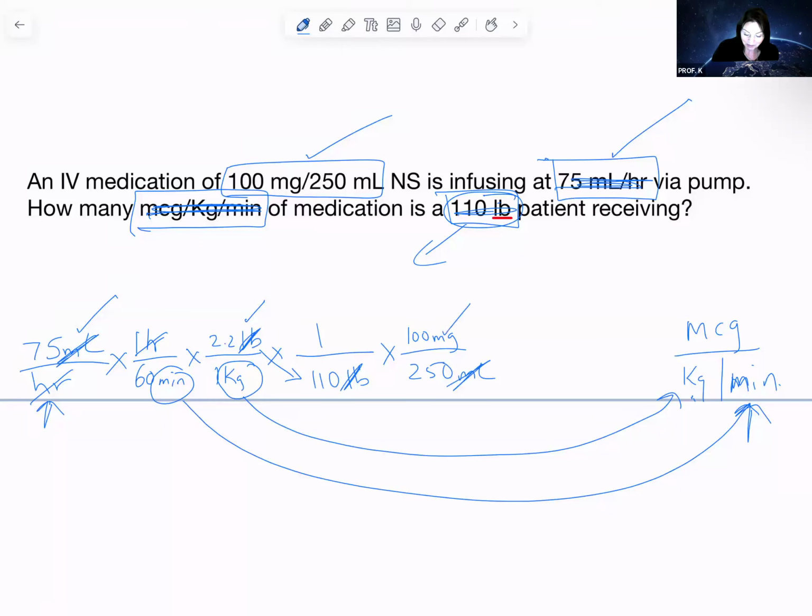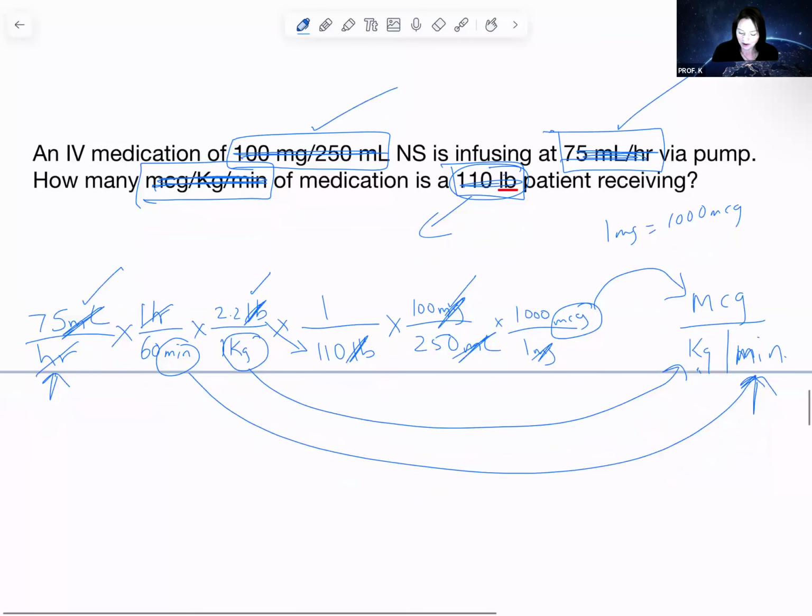Now I have to get rid of my milligrams. But how do I do that? Conversion. 1 milligram is equal to 1,000 micrograms, right? So I'm going to use it. 1 milligram is 1,000 micrograms. And after I cross everything off, I have micrograms in my numerator and kilograms per minute in my denominator. And it's weird and everybody feels weird doing it, but it's nurse math. And this is how we solve for our problems for calculations. So now it's just math. Crazy math, but it's still math.